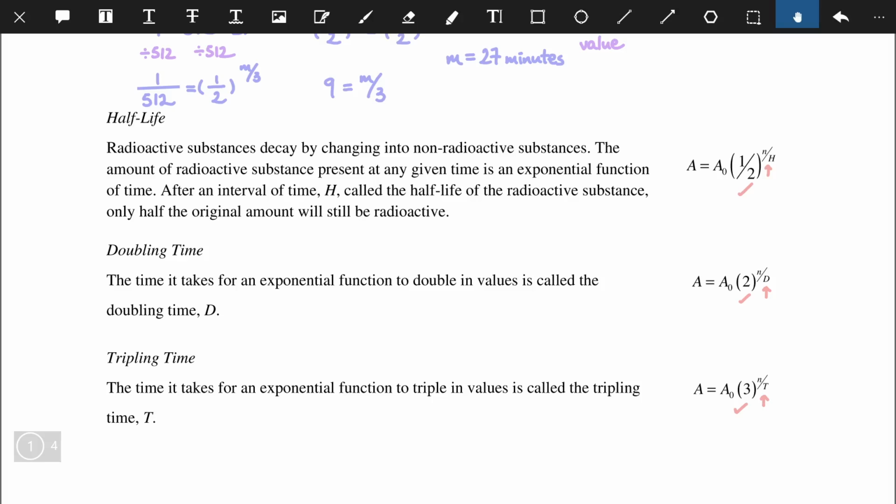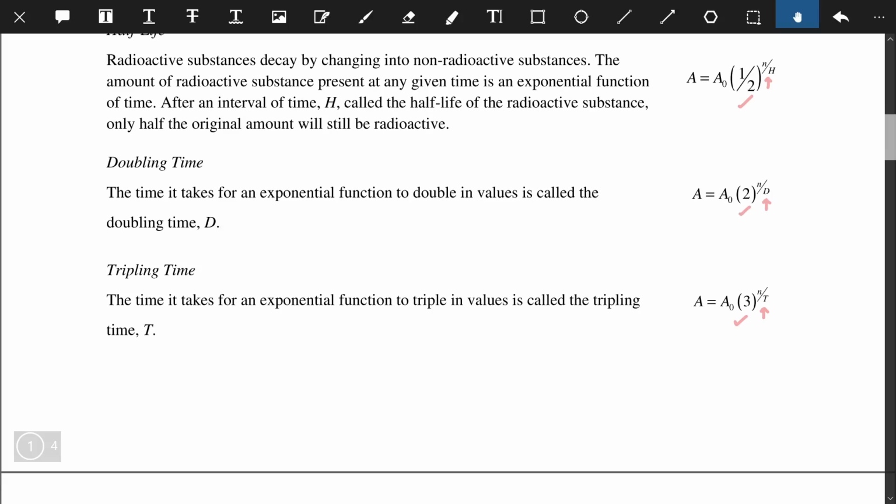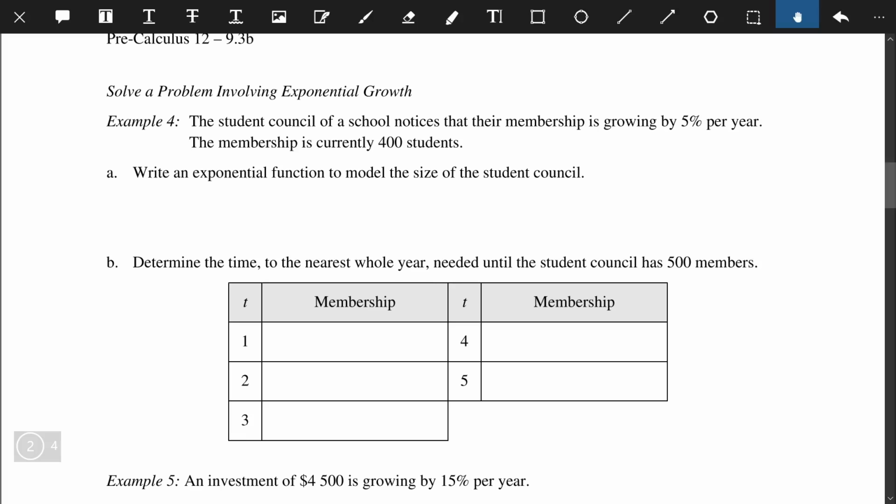So another type of exponential growth question we can look at instead of doubling time or tripling time is if we're given a percentage increase. So let's look at that as well. In example 4, a student council of a school notices that their membership is growing by 5% per year. The membership is currently 400 students.